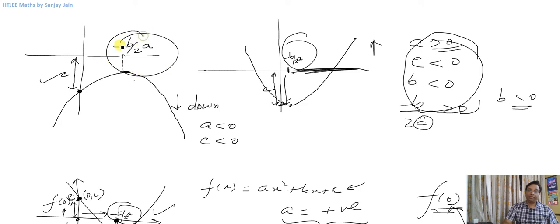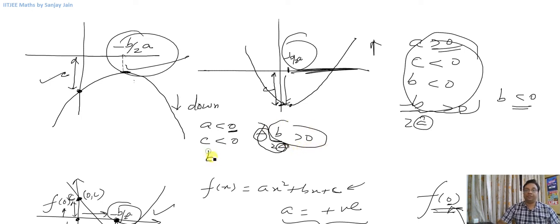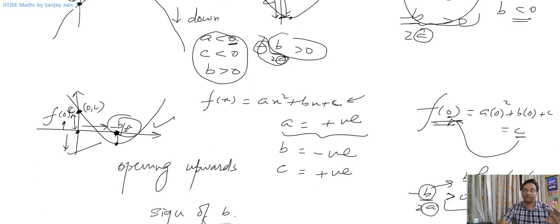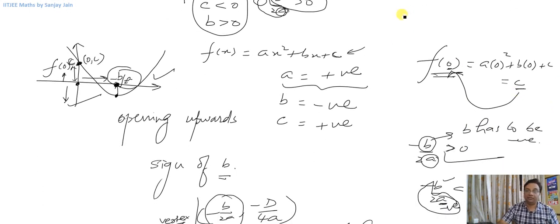To comment about b, we have to see minus b by 2a, which is positive for this graph. Minus b by 2a is positive, but a is negative. So with a being negative and this negative sign, this whole expression is positive. So b has to be positive. So these are the signs of a, b and c. I hope by looking at the graph, you can now clearly comment about the signs of a, b and c. Okay.